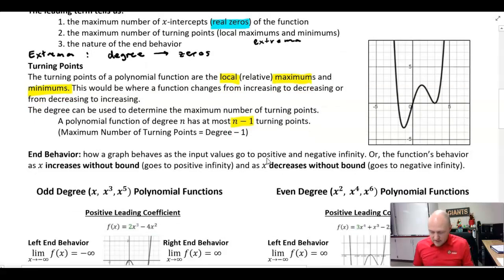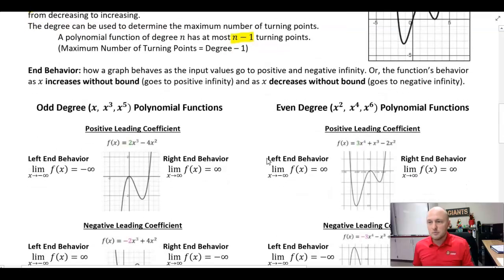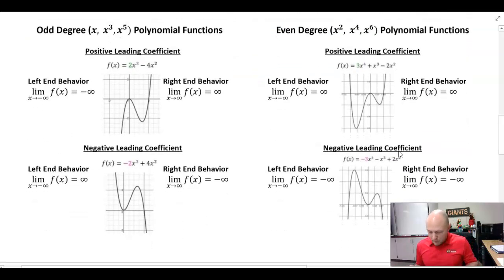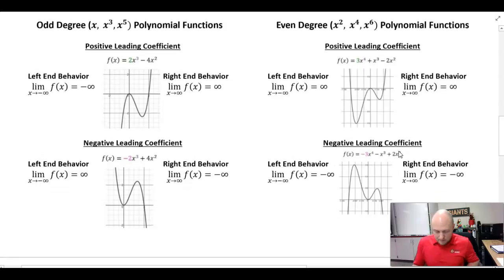And finally, end behavior. We can determine end behavior from the leading term. We can determine, based upon the powers of that leading term, what's going to happen to my function as x goes all the way to positive infinity and as x goes all the way to negative infinity. So that's where I want to start, because the other two characteristics are very simple. But I want to talk about end behavior.